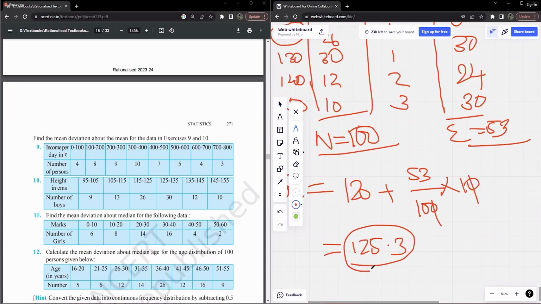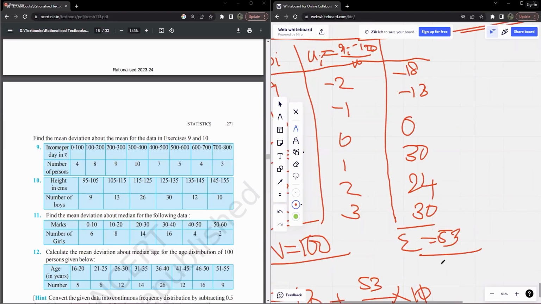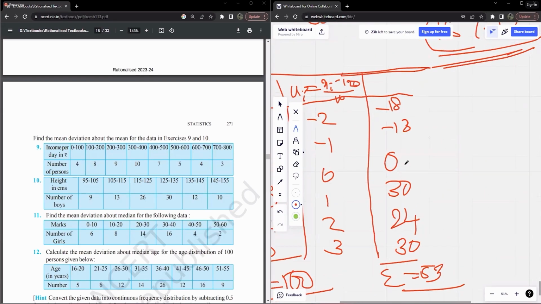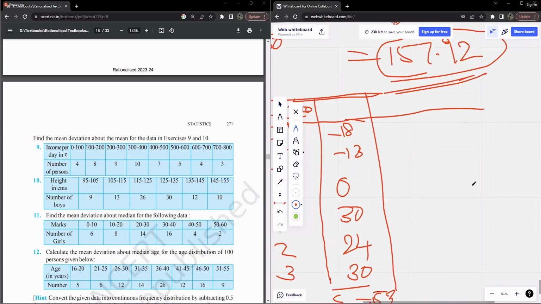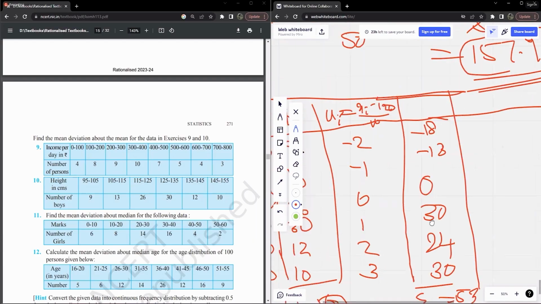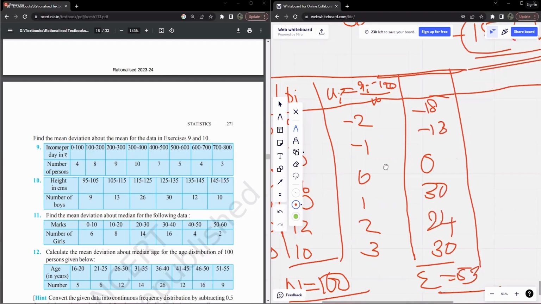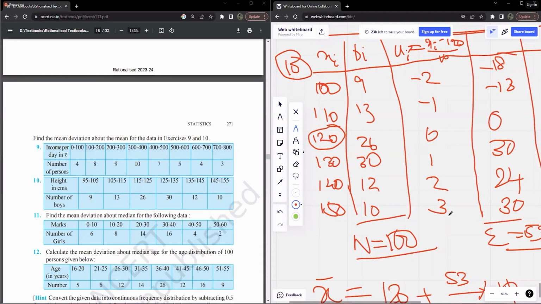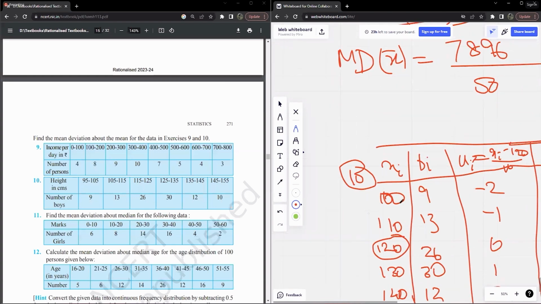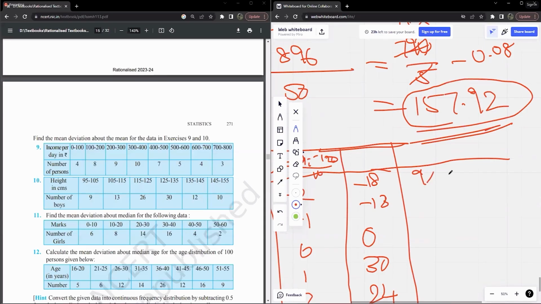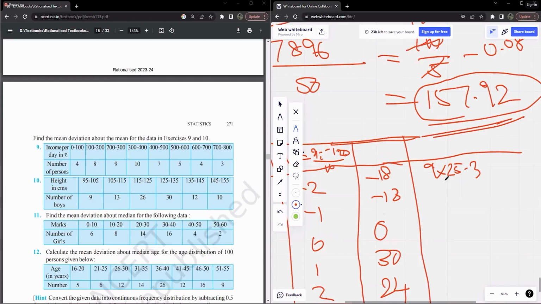That's it. So since we have found the mean, we basically have the final column to fill, that's fi times mod of xi minus x bar, right? Since this is 125.3, and up till 120, we can just basically blindly put the values, right? It's 9 into 25.3. Then you have 13 into 15.3. Then you have 26 times 5.3.